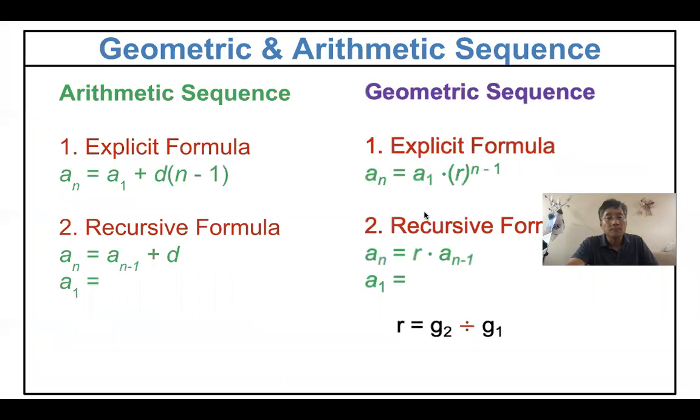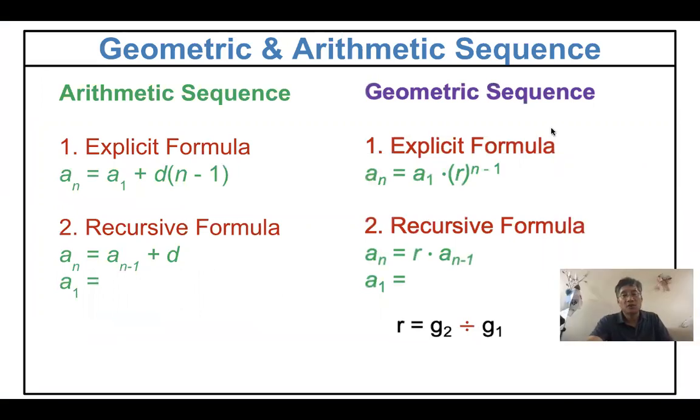All right, so we learned what an arithmetic sequence is and what a geometric sequence is. Each sequence has two formulas: the explicit formula is like a general formula, and the recursive formula is where you use the previous term to get the next term, right?